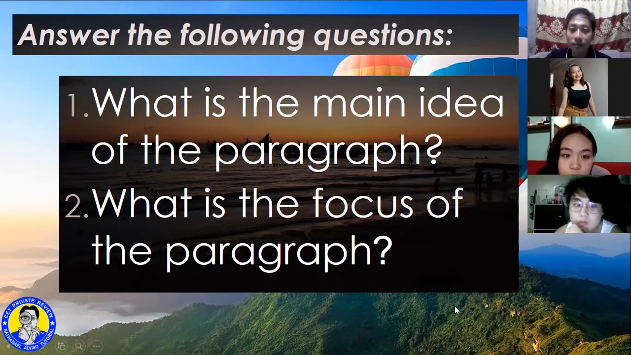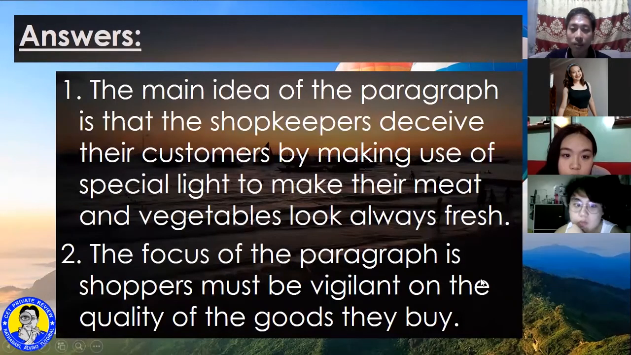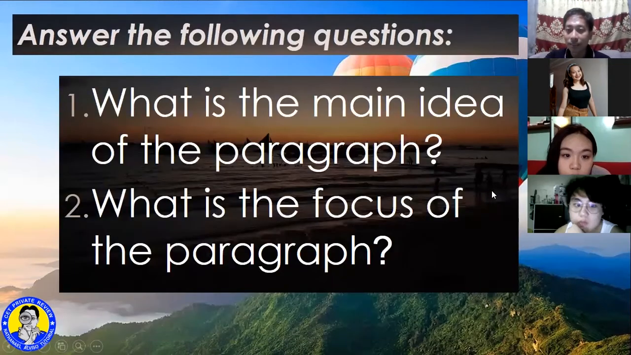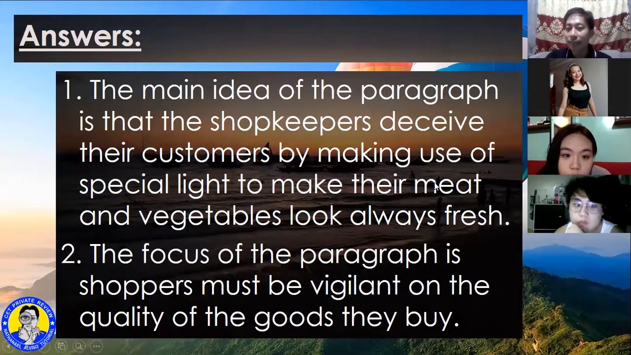alone. Okay. So basically, those are what you will get in skimming. It will give you the main gist of the message and also the focus. So the main idea here is that shopkeepers deceive customers by making use of special light to make their meat and vegetable look always fresh. But they may look fresh, but again, hindi masarap because, what do you call this? Luma na, something like that.